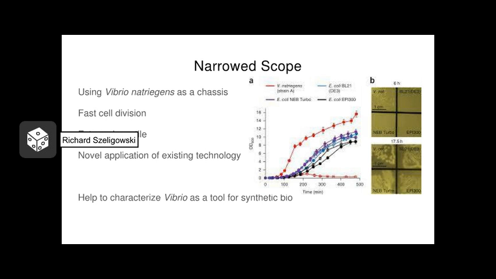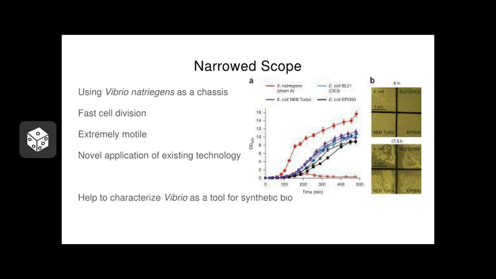One of the next concepts that we considered was using a different chassis. There's a little bit of newer research going on with a strain called Vibrio natriegens. This is a halophilic strain. It means it loves salty environments. And it turns out it divides extremely fast. On the figure here, you can see a growth rate comparison between Vibrio and different strains of E. coli, some of the faster growing strains, and you can see it grows much more quickly. It's also extremely motile, which might be useful in different applications.